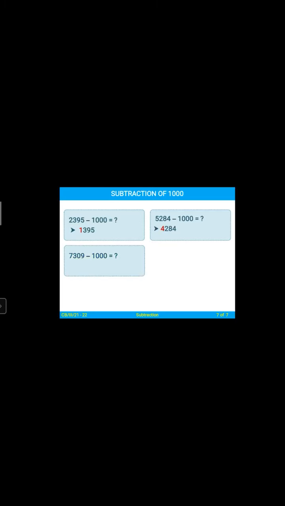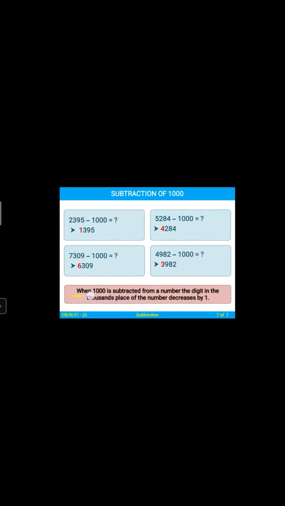7309 minus 1000. On the 1000 place there is a 7, so 7 will be decreased by 1, and the answer is 6309. Last example, 4982 minus 1000. On the 1000 place there is a 4, so 4 will be decreased by 1. Answer is 3982. So remember, when 1000 is subtracted from a number, the digit on the 1000 place will be decreased by 1.